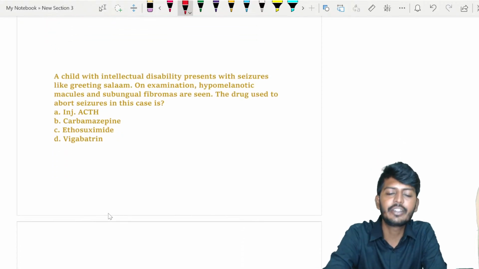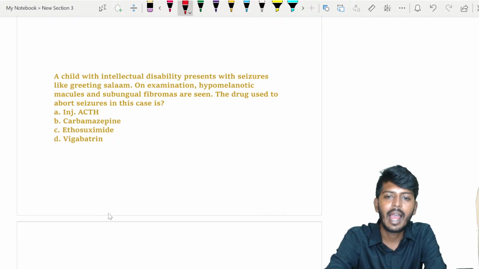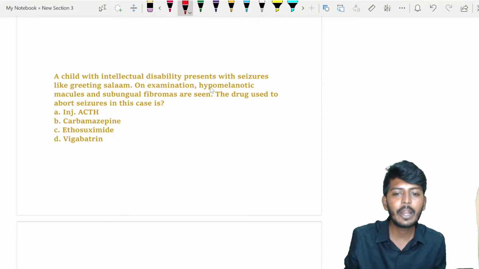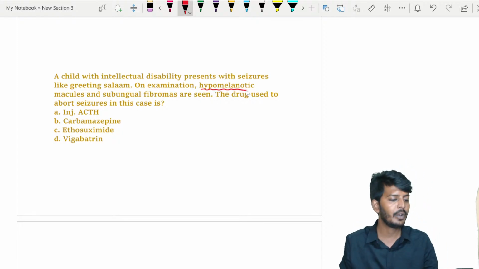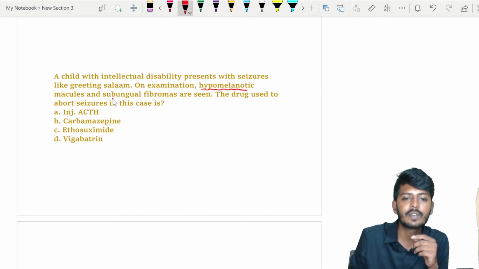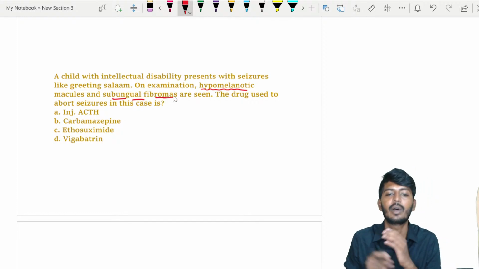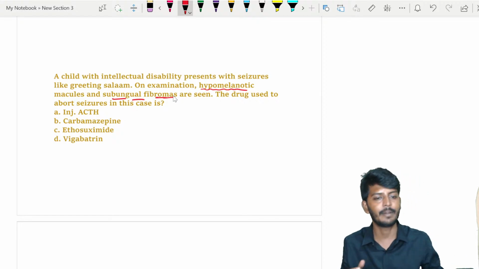A child with an intellectual disability presents with seizures. On examination, hypomelanotic macule. Here is the key point. Hypomelanotic macule, and also subungual fibromas. I'm sorry, it is not fibrosis, fibromas are seen. The drug used to abort the seizures in this case. What will be the treatment for this case?